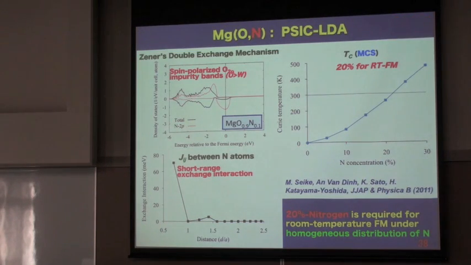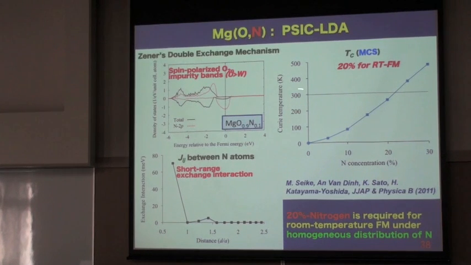But we did a calculation. You can see that if you dope nitrogen in magnesium oxide, the nitrogen acceptor level is pushed up into the band gap. The band gap is 7 point something, a very large band gap. Then this is partially occupied. You see very large exchange splitting. This is half metallic. Then we can calculate the exchange interaction as a function of distance. This is very short range.